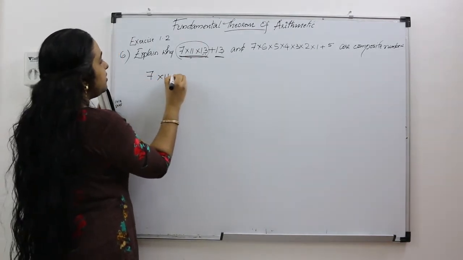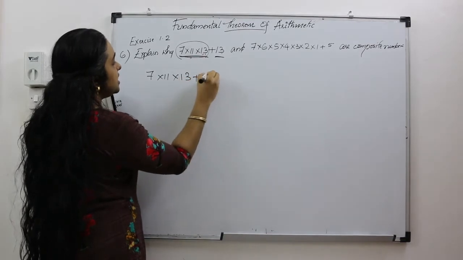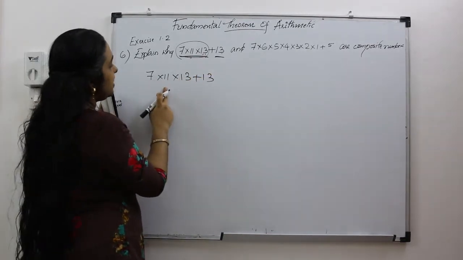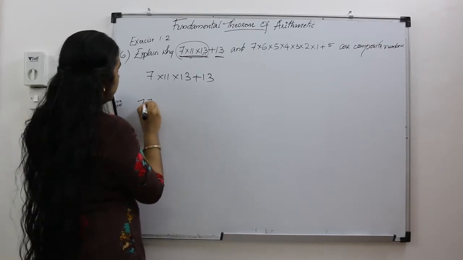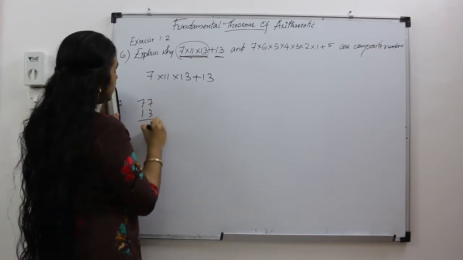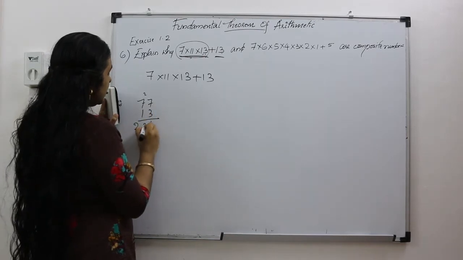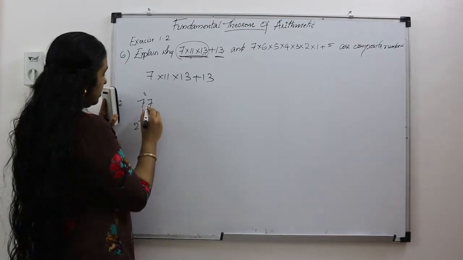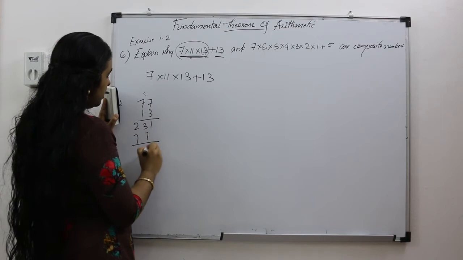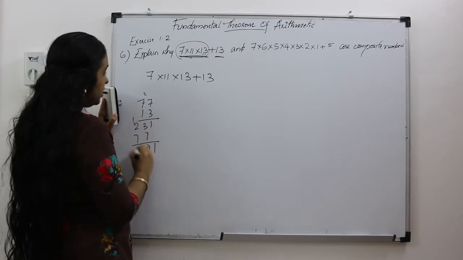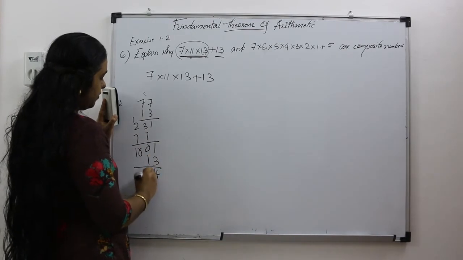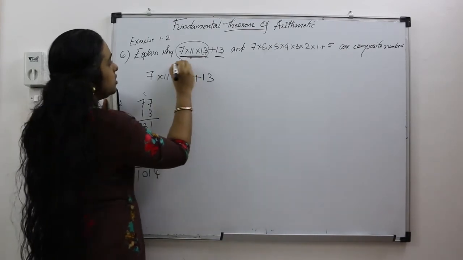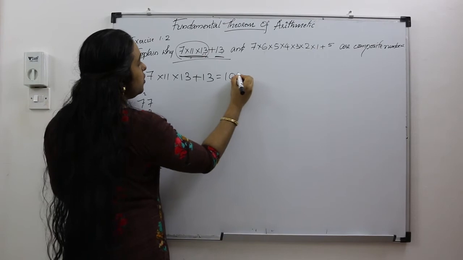7 into 11 into 13 plus 13. 7 into 11 is 77. 77 into 13: 7 threes are 21, so 21, 22, 23. 7. 1. So we get 1001, plus 13 is 1014. So this number is 1014.